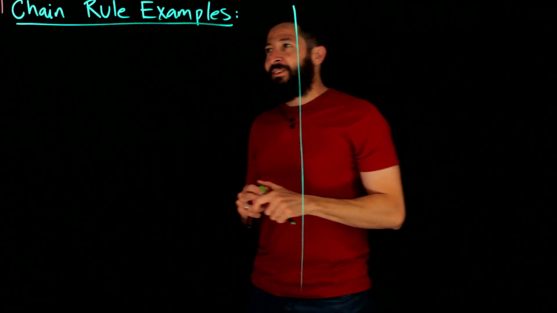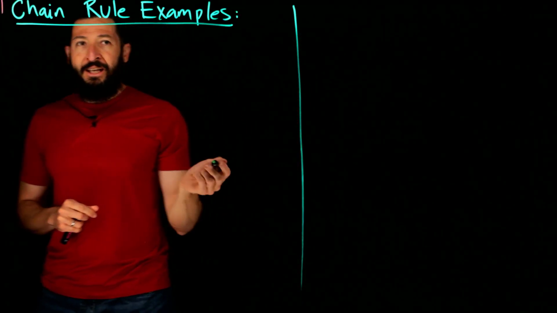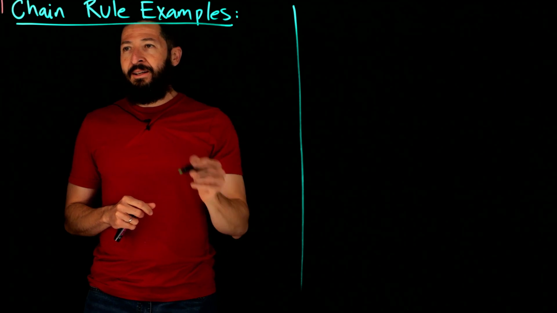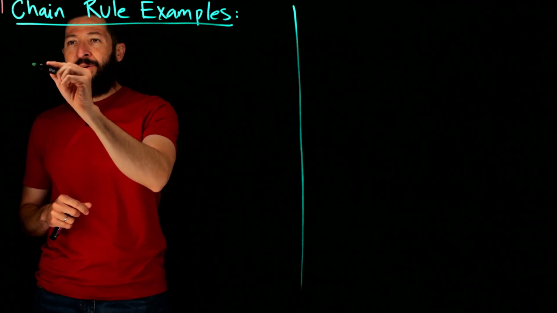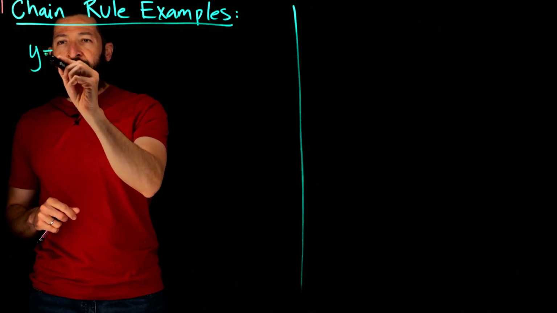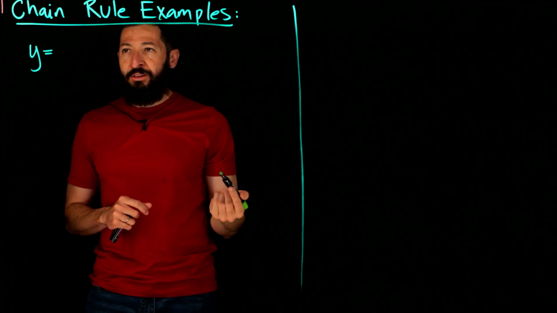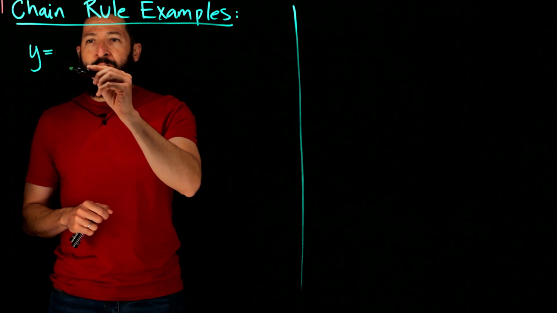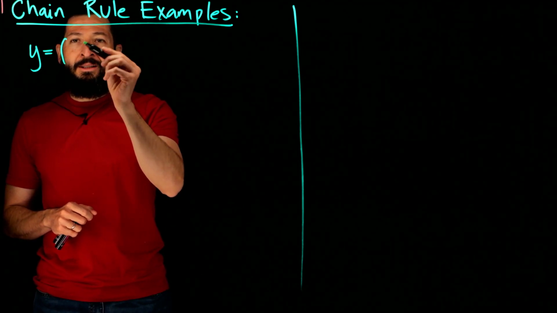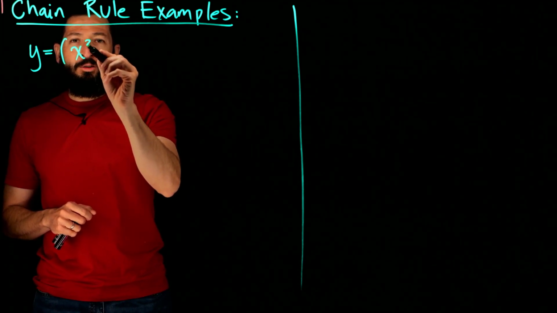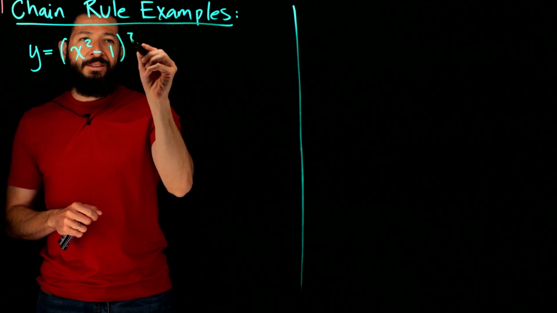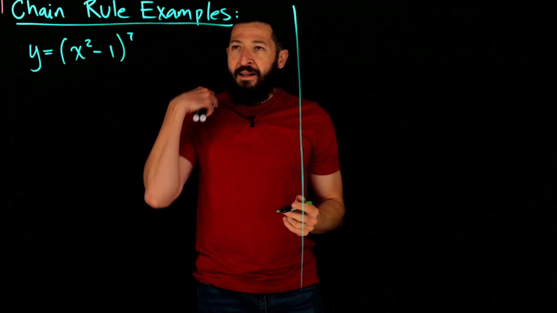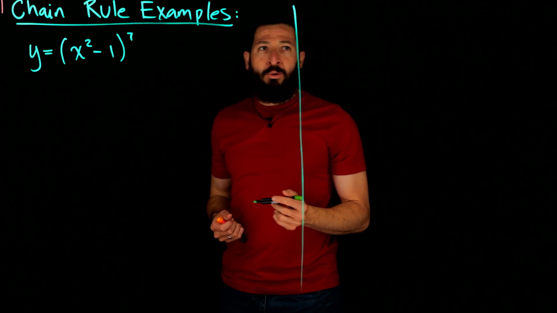All right, guys, so let me start with a few examples on the chain rule. We went over the definition or the theorem before, so we're just going to start computing derivatives of certain functions. So let's say y is a function of x, and let's say it's going to be given by something simple. Let's start with x squared minus 1 to the 7th, something like that.